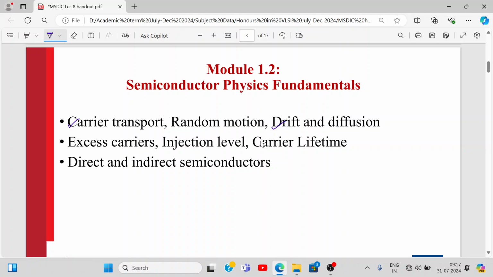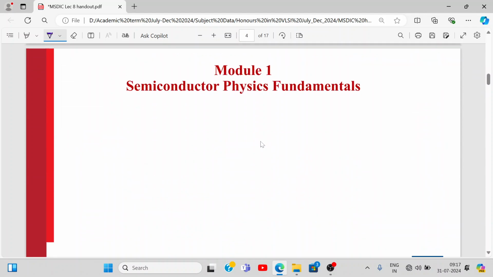Then last time we have seen the injection level concept, right? So today we will see what we mean by excess carriers, and also how the excess carriers are generated. Excess carriers means over and above equilibrium. Okay, and with the process of high level injection and low level injection, excess carriers will be created. All right, so let's begin today.